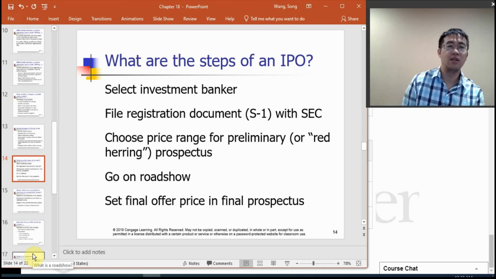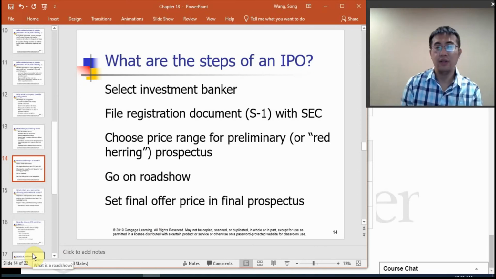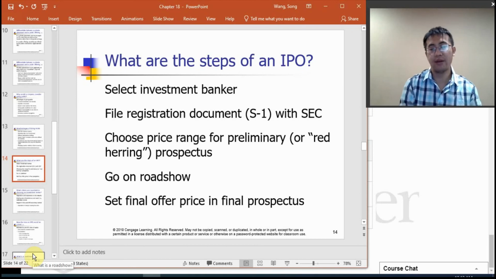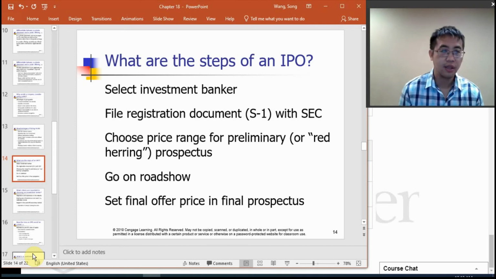So what are the steps of an IPO? You need to have an investment banker or a group of investment bankers, which we call a syndicate, to be the underwriter of the stocks. In the previous chapters, I have discussed the role of underwriters. These are the middlemen between the company and the public investors, and they definitely charge a fee for that. We call that the flotation fee, or flotation cost.